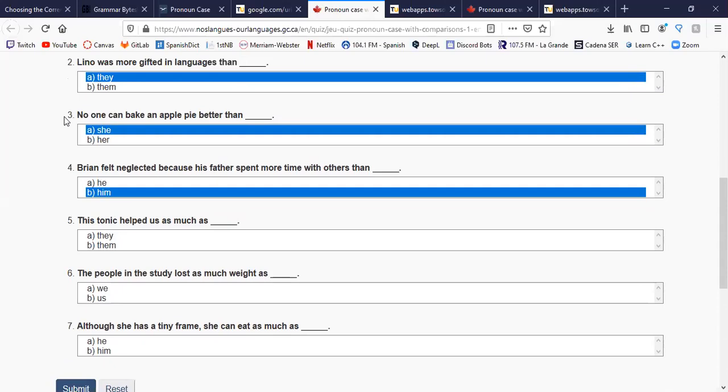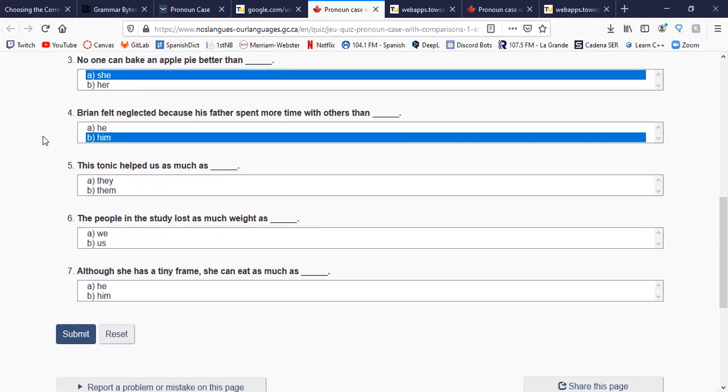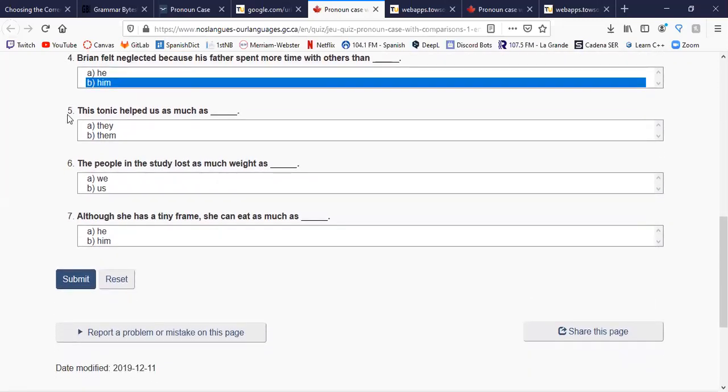It's the same thing with number 3. No one can bake an apple pie. Well, actually, number 3 is different. With number 3, it's no one can bake an apple pie better than she. But if you add the verb can, it would be no one can bake an apple pie better than she can. So again, add those missing words, and you'll have your answer.